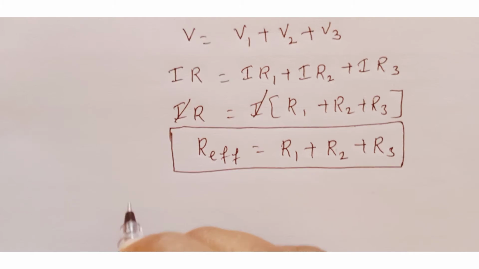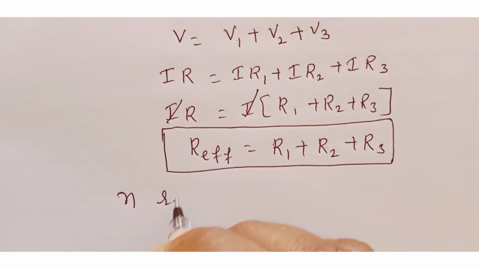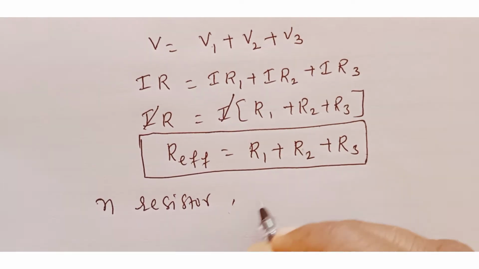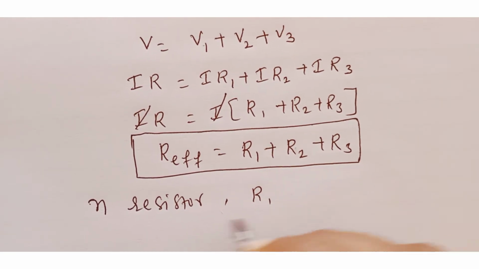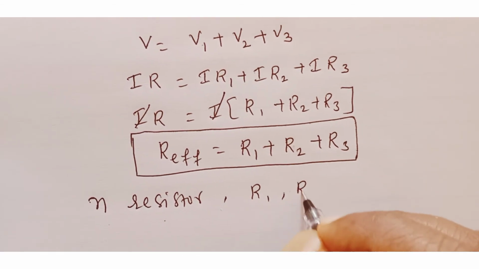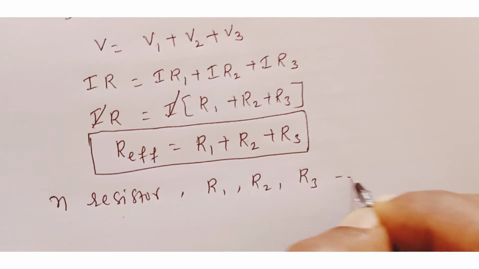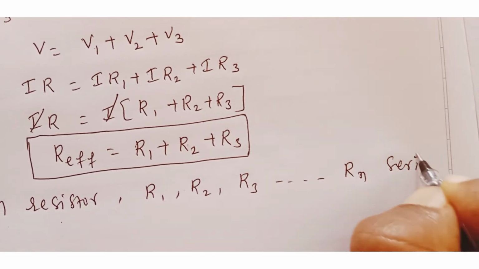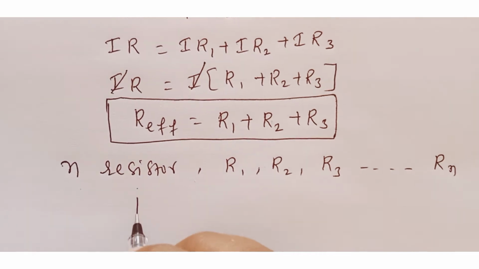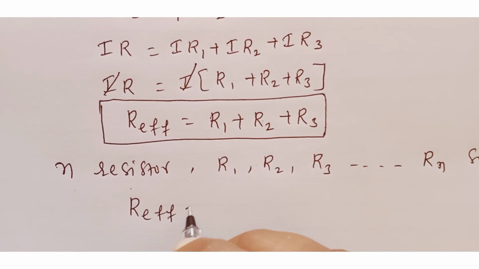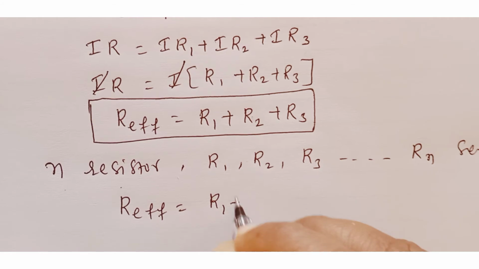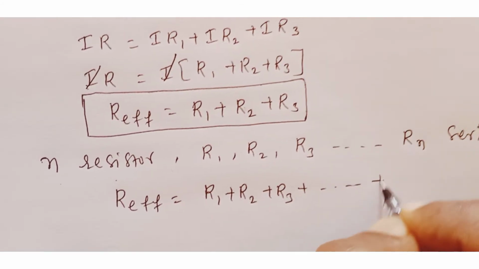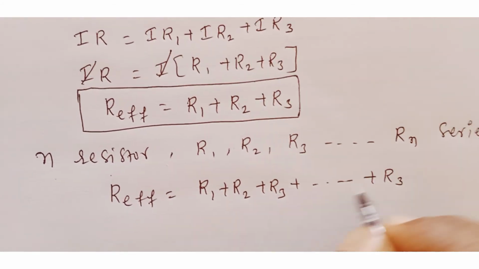Now we calculate for n resistors. N resistors of resistance R1, R2, R3 and so on up to Rn are connected in series combination. Then the effective resistance of these n resistances is R1 plus R2 plus R3 and so on up to Rn.